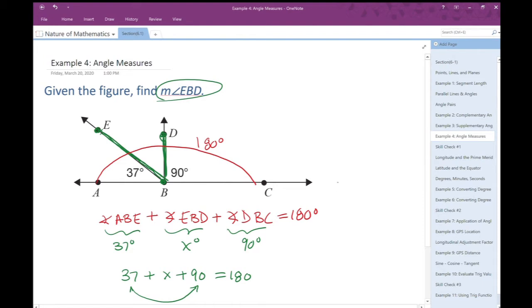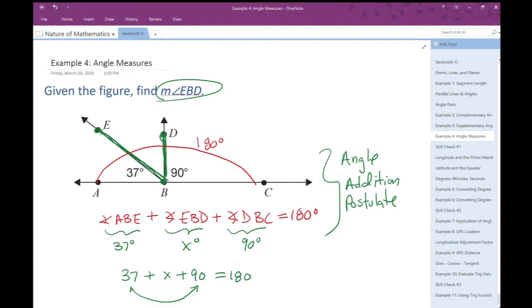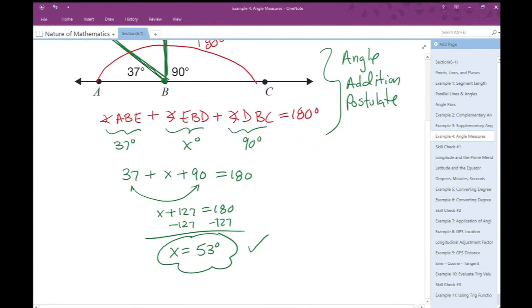So we used something similar with line segments before, and we called it the segment addition postulate. This technique here is known as the angle addition postulate. And again, as long as the angles are all adjacent, we can write the sum of the smaller angles is equal to the greater angle. And we can solve problems like this.